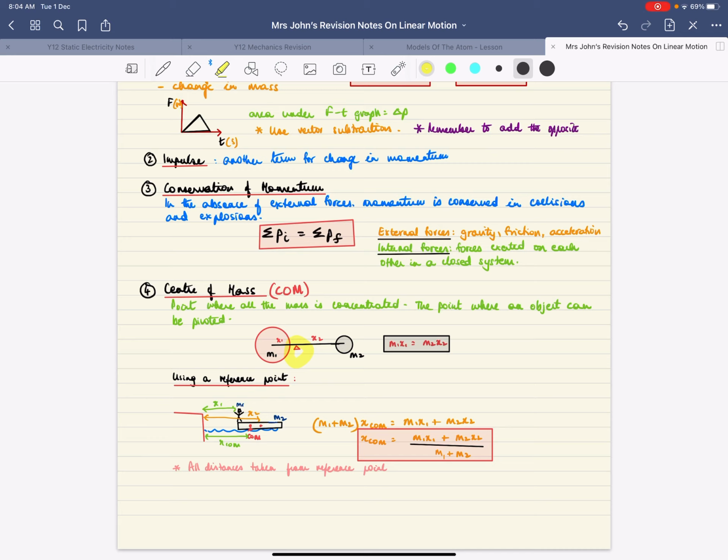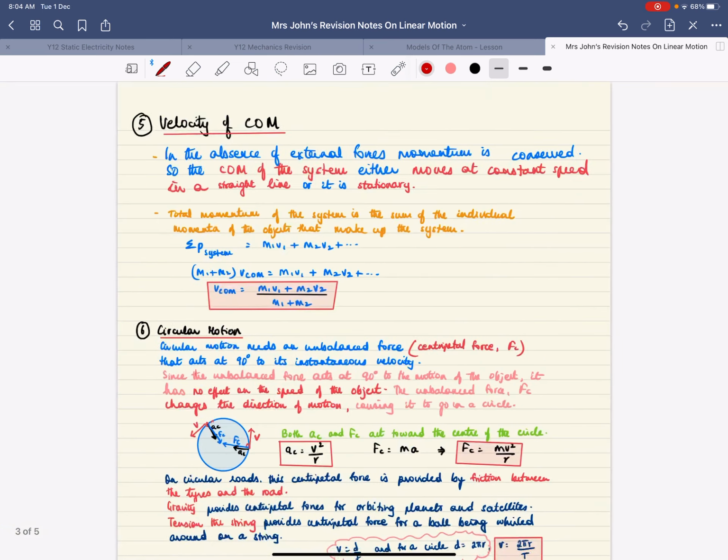The other way of calculating center of mass is by using a reference point. You have something like a bank, which doesn't move, so there's your bank. And if there's water and a plank floating on water and there's somebody on the plank, the person moves, the plank is going to move. So to find the center of mass of the system, all distances are taken from the reference point. Okay, now let's move on to the next one.